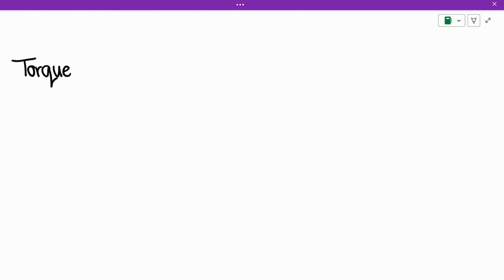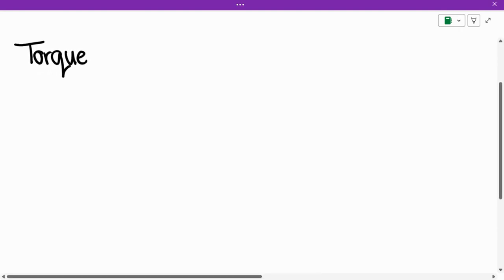And I always share that my sister had a college professor who had a slight accent and therefore pronounced this word twerk. But it is torque.